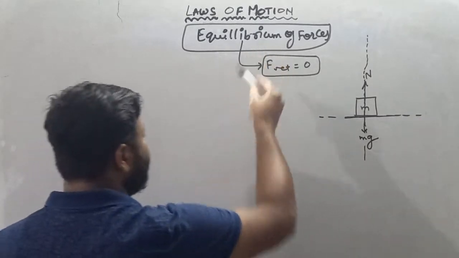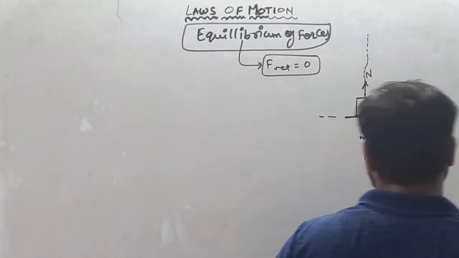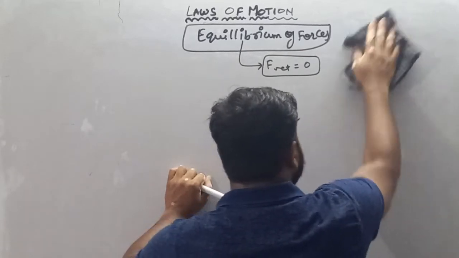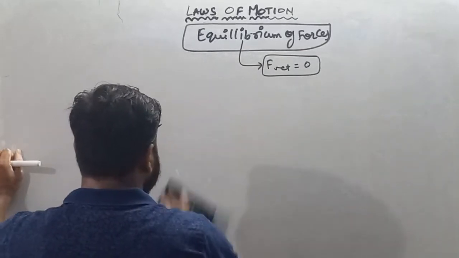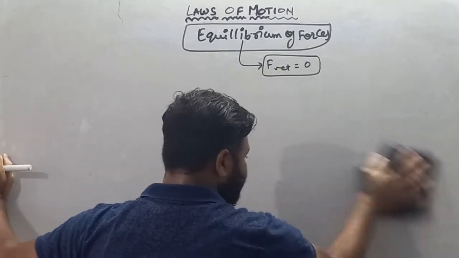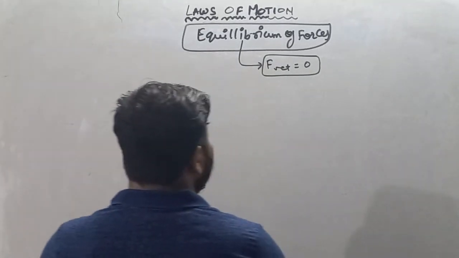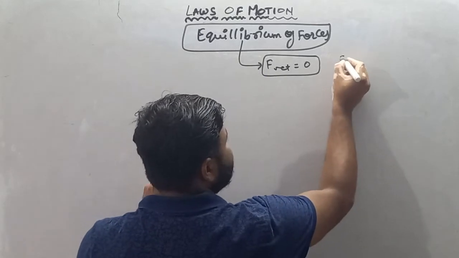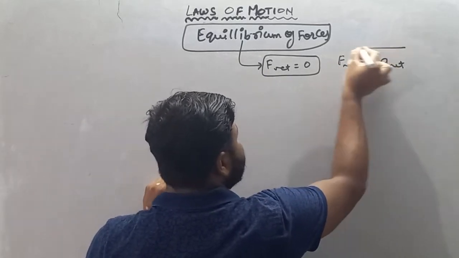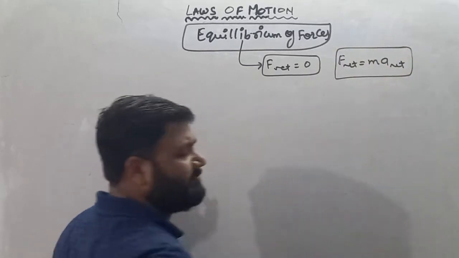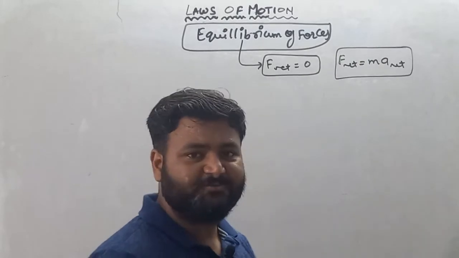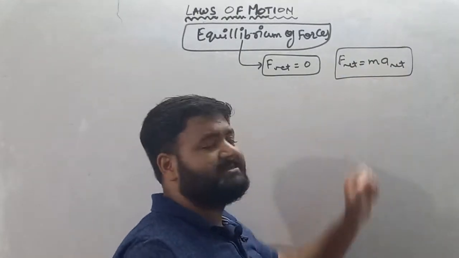Moving forward, when we are talking about equilibrium of forces, it means the net force acting on the body must be zero. Now we are all aware of the relation F net is equal to m a net. This is nothing but Newton's laws of motion. This formula will be studied by you in class 9th as well, my dear student. So F net is equal to m a net.